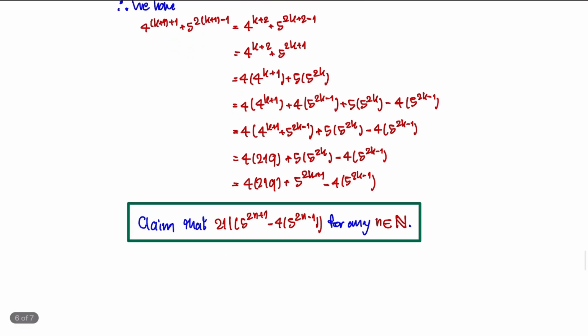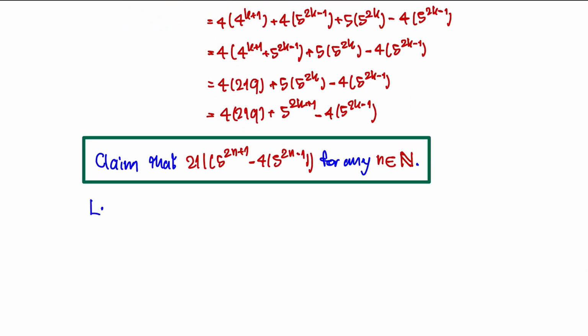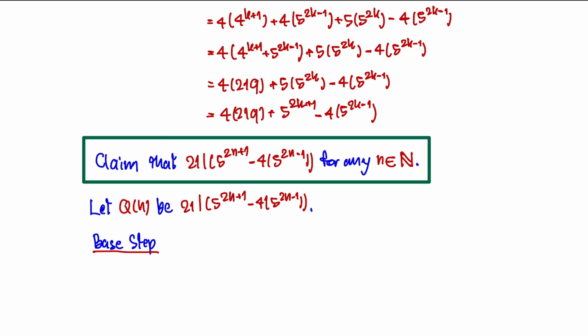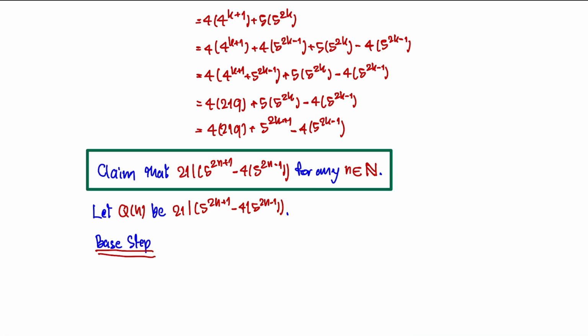So we let Q(n) be: 21 divides 5 to the 2n plus 1 minus 4 times 5 to the 2n minus 1. Okay, then what do we have? We start with the base step. For the base step, we let n be 1.